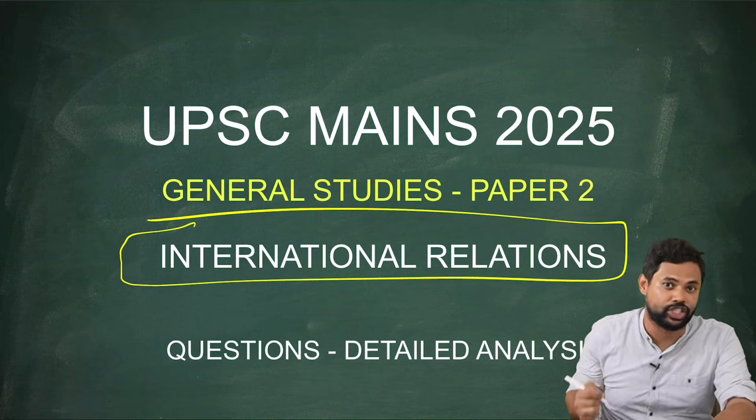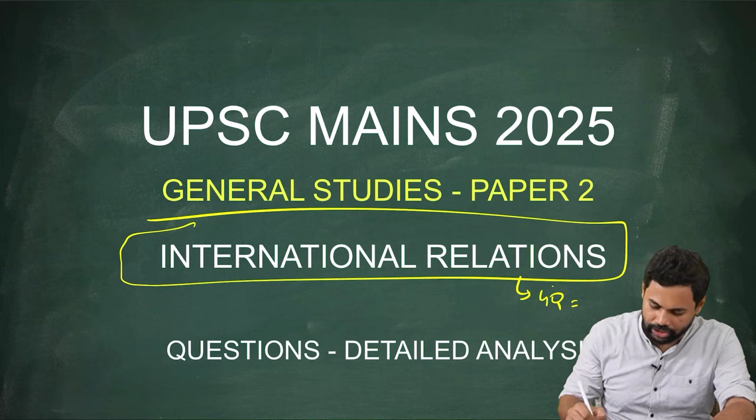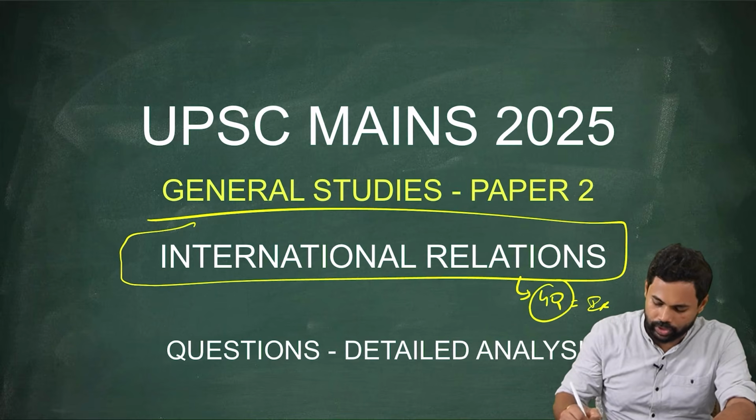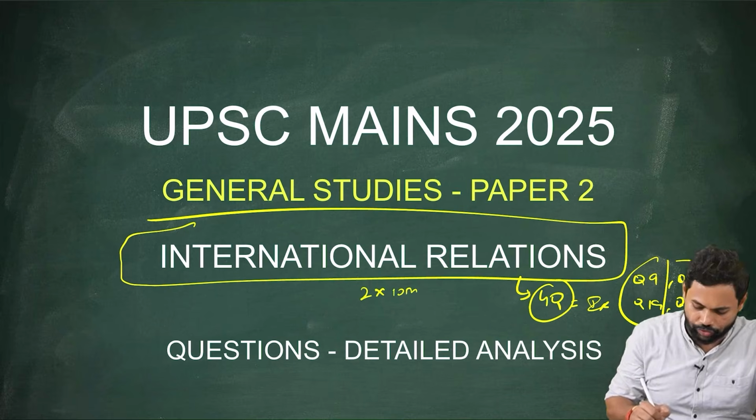of international relations in GS2 paper, you should understand that 4 questions will be asked from international relations, and those 4 questions will be question 9 and question 10, question 19 and question 20. So these are the overall 4 questions that will be asked. Now, as you know, it is 2 into 10 marks and 2 into 15 marks.